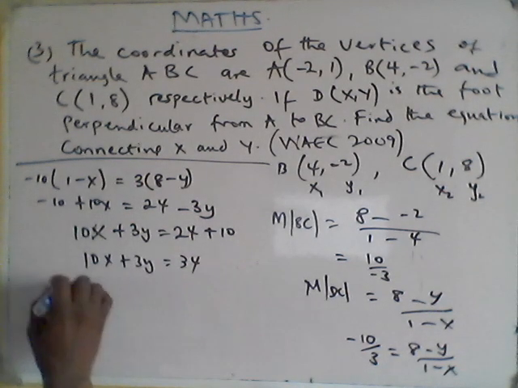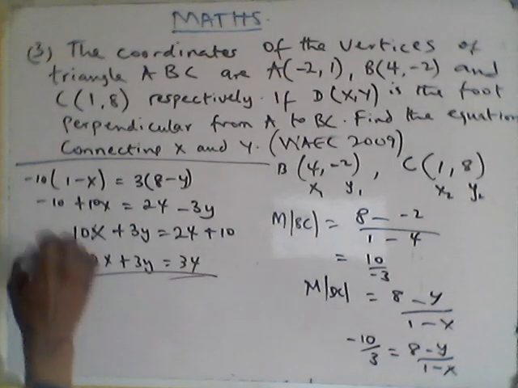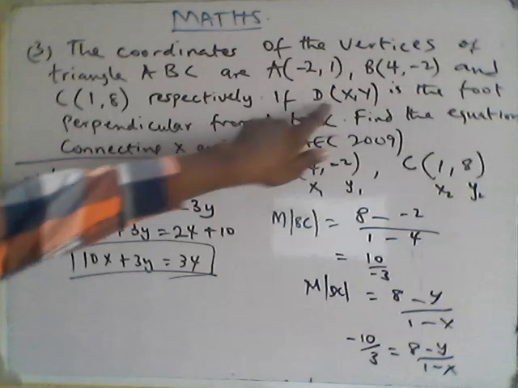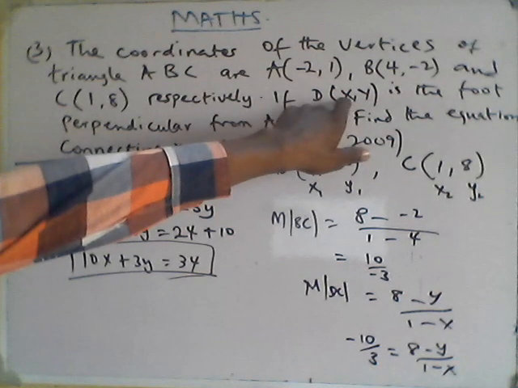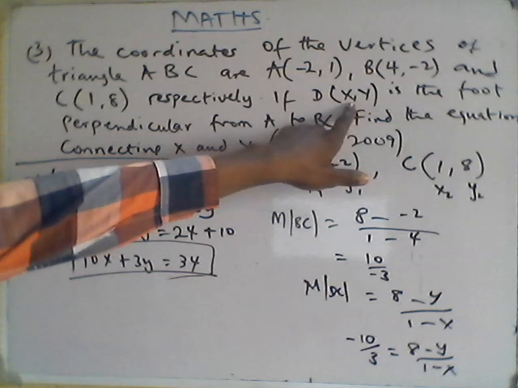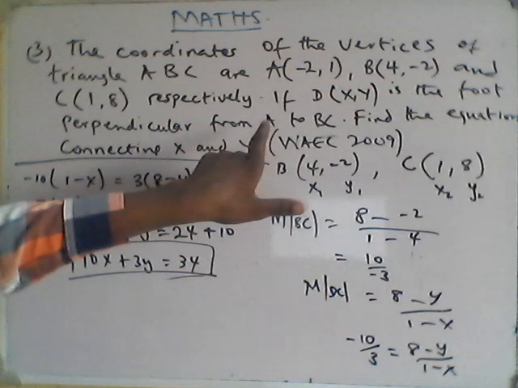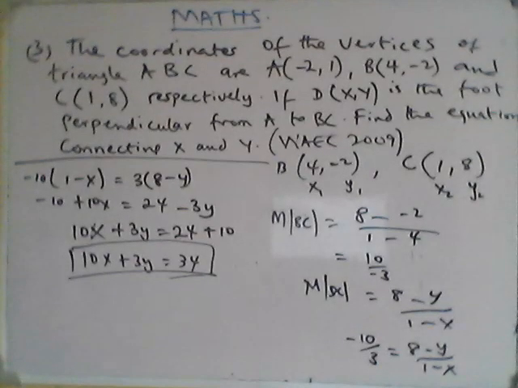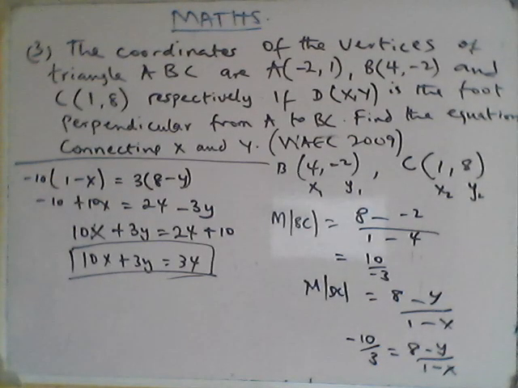So this is the equation for these coordinates. And this coordinate is a point perpendicular to the bisector of A to BC. All right, so let's move on to the next question.